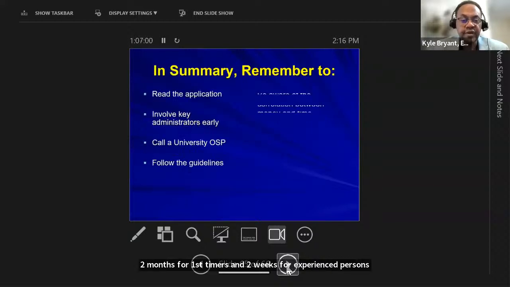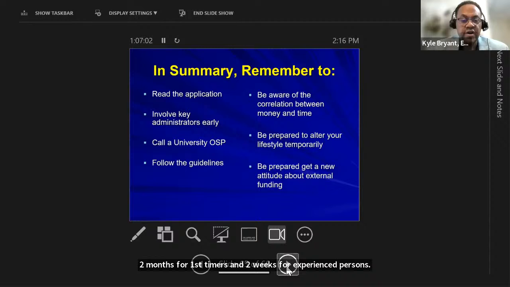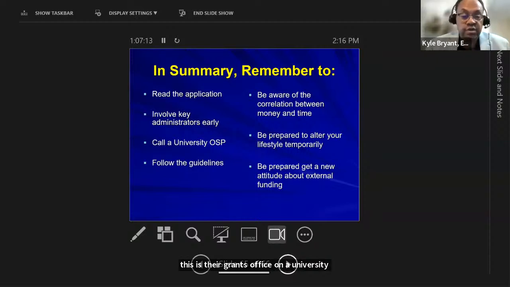So, in summary, read the application, involve key administrators early, call a university office of sponsored programs, particularly state schools, because this is their grants office on a university campus, and all state schools have a public service mandate, so they have to offer assistance. And they can do a courtesy search for you or help you troubleshoot how to fine tune your project. Follow the guidelines that the agency prepares for you. Be aware of the correlation between money and time. Be prepared to alter your lifestyle temporarily, and be prepared to get a new attitude about external funding.